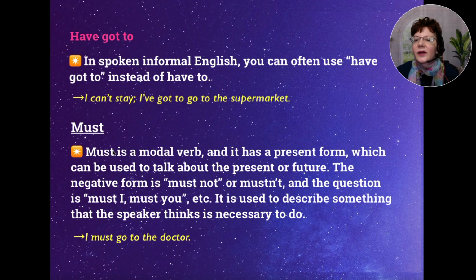All right, let's talk now about must. Must is a modal verb and it has a present form which can be used to talk about the present or future. The negative form is must not or mustn't, and for the question you can ask must I, must you, etc. It is used to describe something that the speaker thinks is necessary to do. For example, I must go to the doctor. Here, the speaker, I, first person, is saying he thinks it's necessary here.